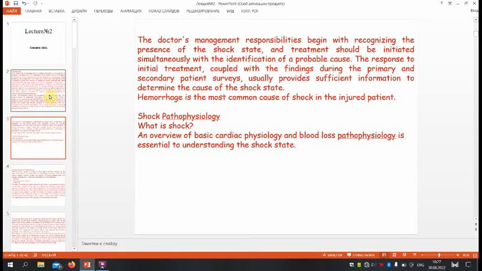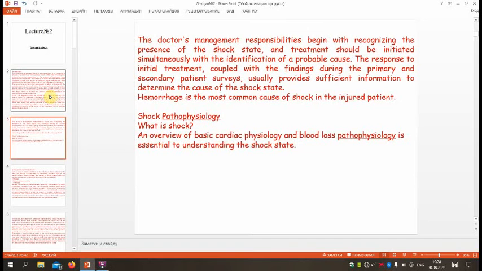The doctor's management responsibilities begin with recognizing the presence of this shock state, and treatment should be initiated simultaneously with the identification of a probable cause. The response to initial treatment, coupled with the findings during the primary and secondary patient surveys, usually provides sufficient information to determine the cause of the shock state. Hemorrhage is the most common cause of shock in the injured patients.